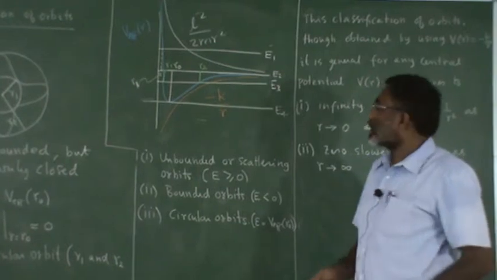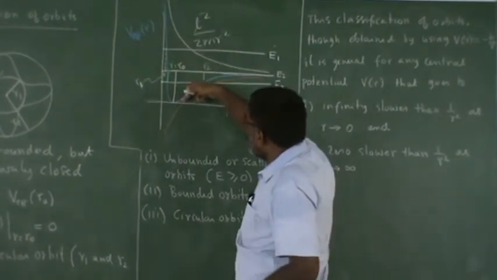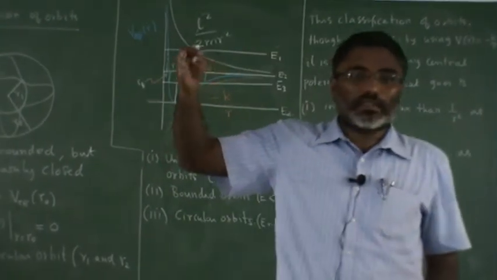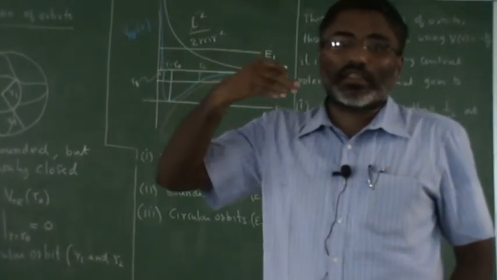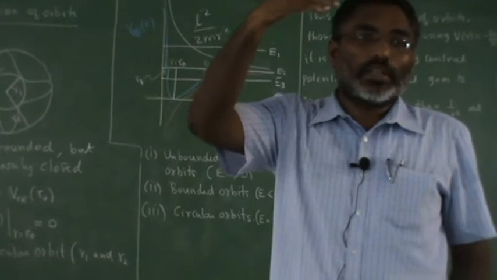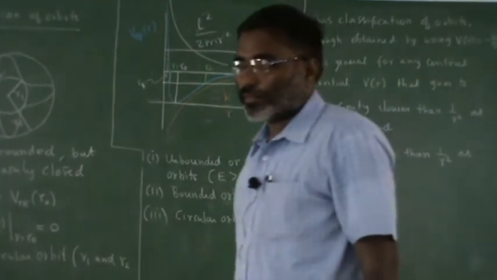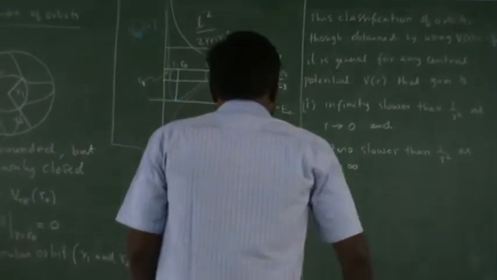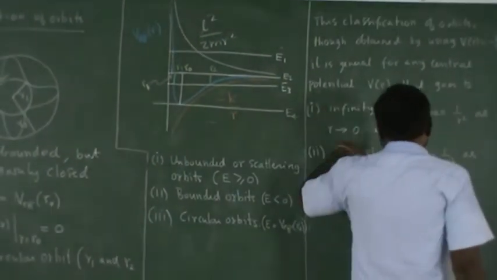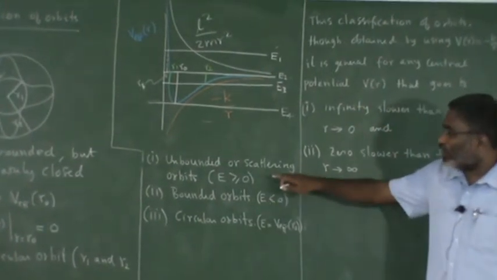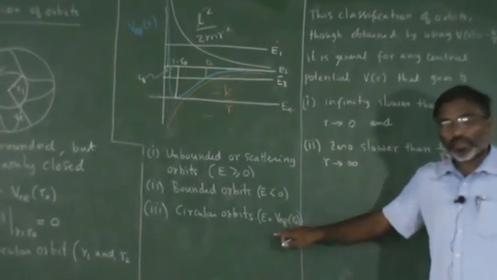Essentially, this means that the effective potential should be like this. That's all. If the effective potential is like this, you have these three choices of energies: positive energy, unbounded orbits, bounded orbits, and circular orbits. But if you are not satisfying these two conditions, then this classification of unbounded, bounded, and circular orbits is not valid.